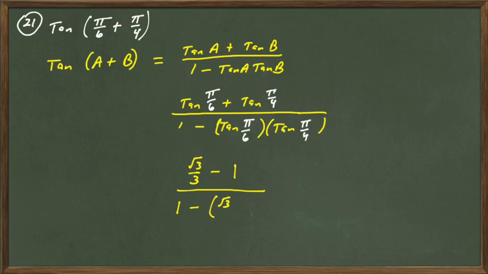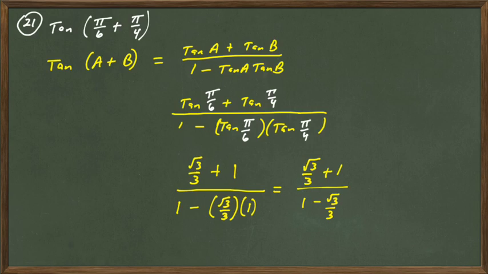All divided by 1 minus tangent of pi over 6, we already knew from up top, which is radical 3 over 3, you're right, times tangent of pi over 4, which is 1. So what does this become? Radical 3 over 3 plus 1 divided by 1 minus radical 3 over 3. I will never accept a fraction within a fraction, so we need to resolve this somehow.